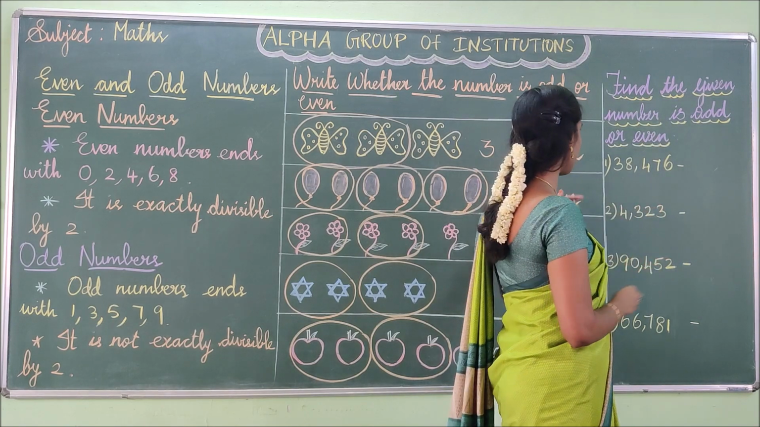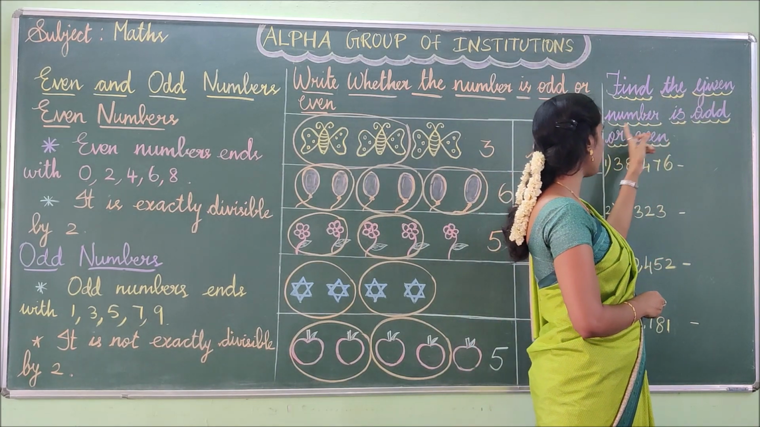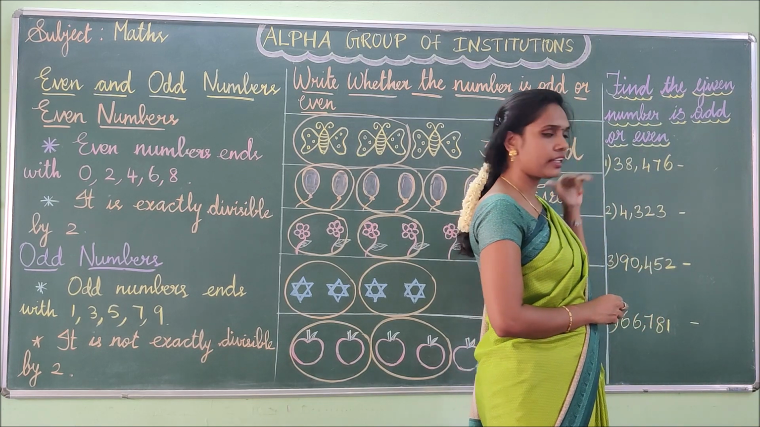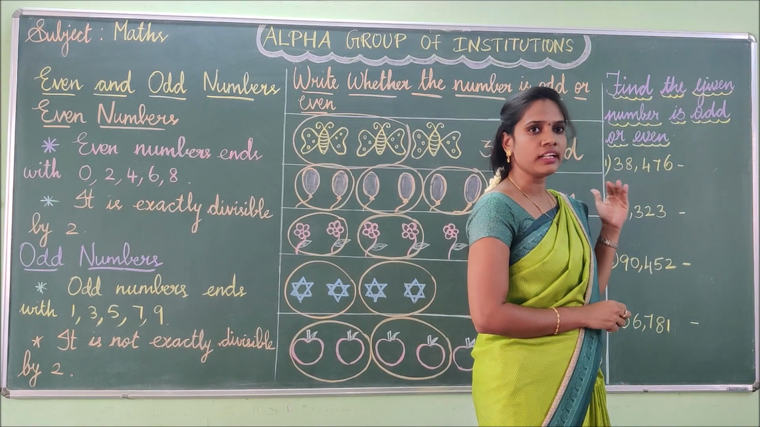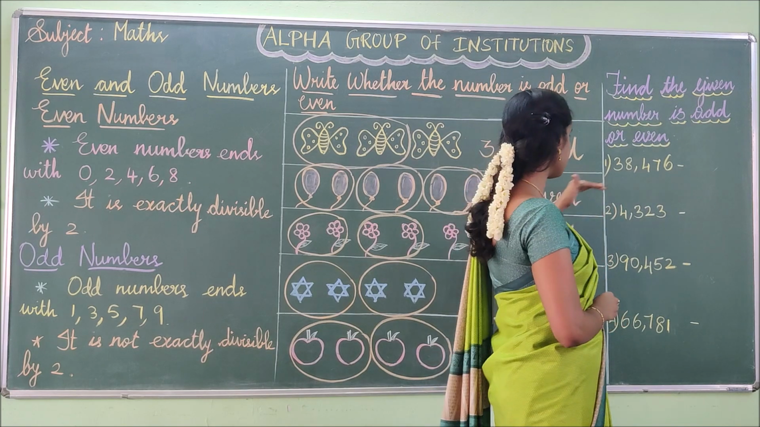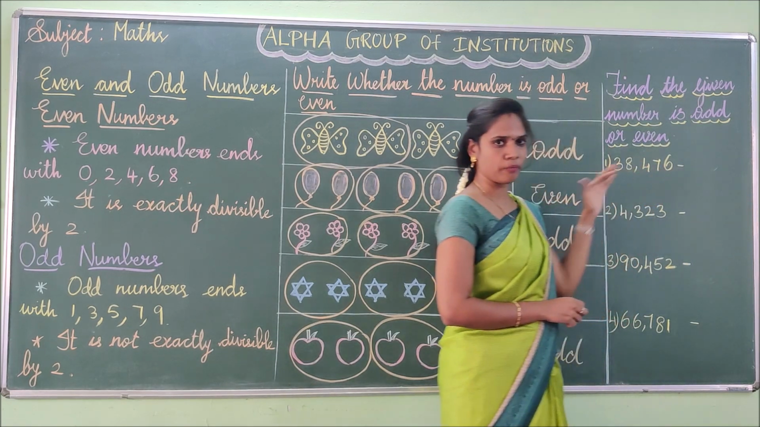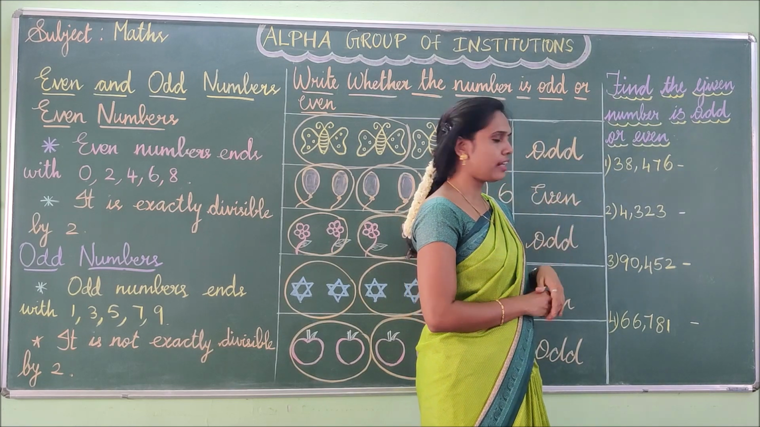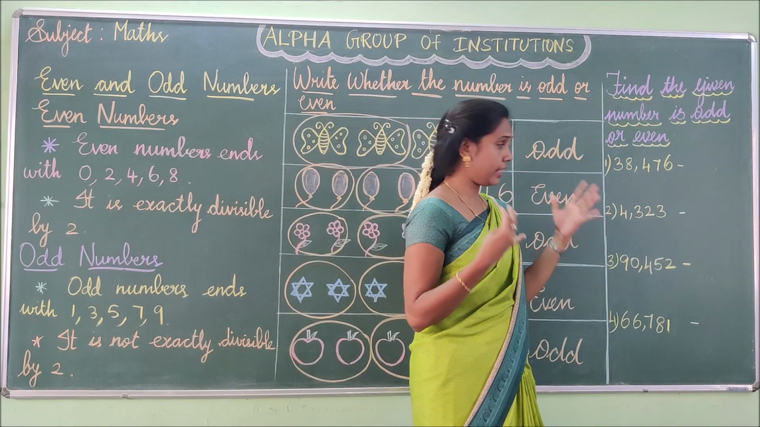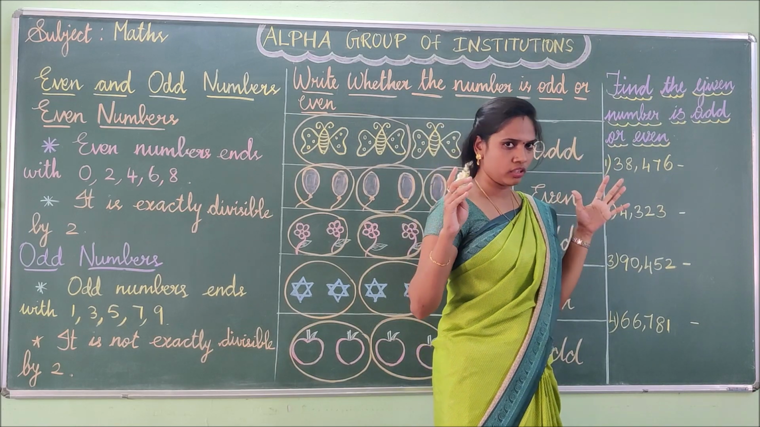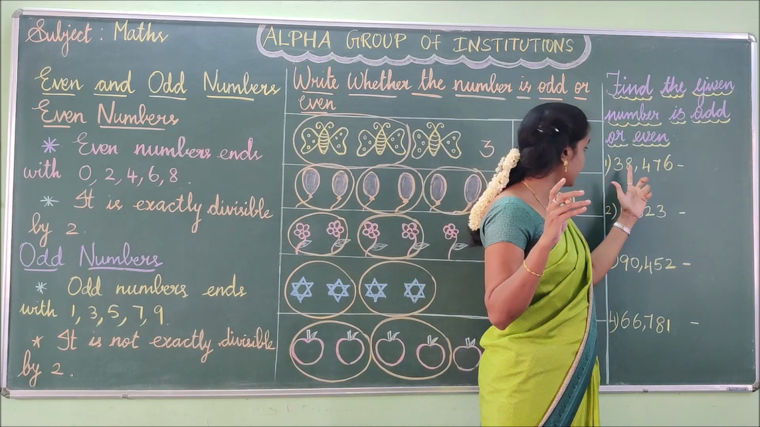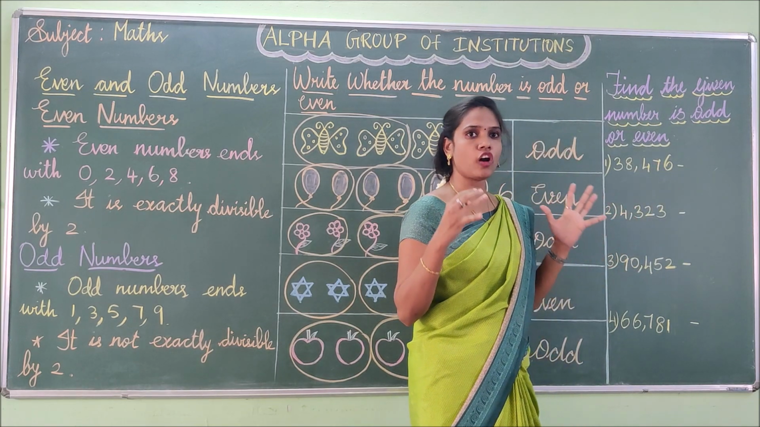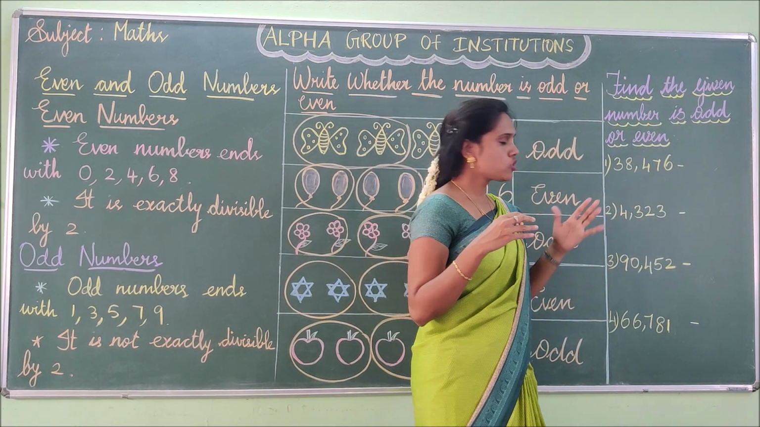See the next problem. Find whether the given number is odd or even. Okay, fine children. See here, this is the bigger number, the largest number. So how can you find it? We cannot take the object because it's very big. It starts from 38,476. So we cannot take the object to pair it. So what do you have to do?